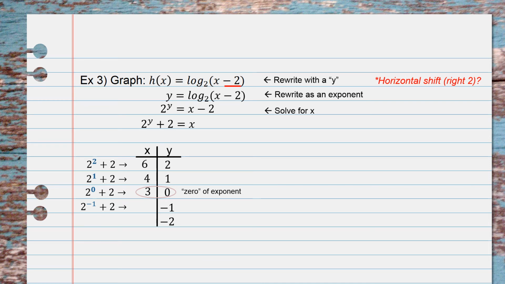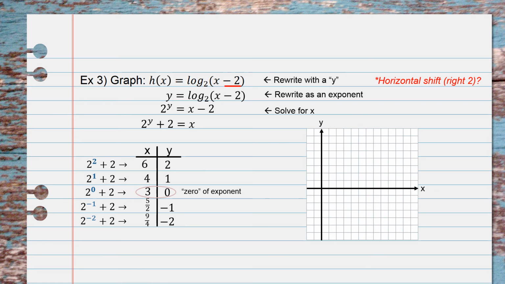2 to the negative first. Now remember, negative exponent means reciprocal, so 1/2 plus 2, well, that gives you 5/2. Next, 2 to the negative second power. Well, again, negative exponent means reciprocal, so 1/4 plus 2 gives you the fraction 9/4. Now that we've completed the t-chart, take a moment to graph and plot these points.